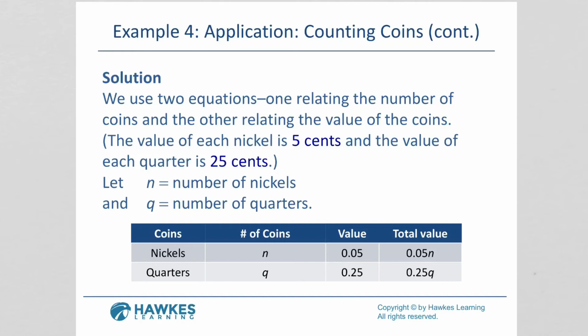And again, we're going to use variables that represent our words. So we're going to be using N for nickels and Q for quarters. So our coins are nickels and quarters. The number of coins we have are N for nickels, Q for quarters. Our value is 0.05 for a nickel, 0.25 for a quarter. So if I want to know how much money I have, I can just take the number of coins I have times their value. So that gives me 0.05 N and 0.25 Q.